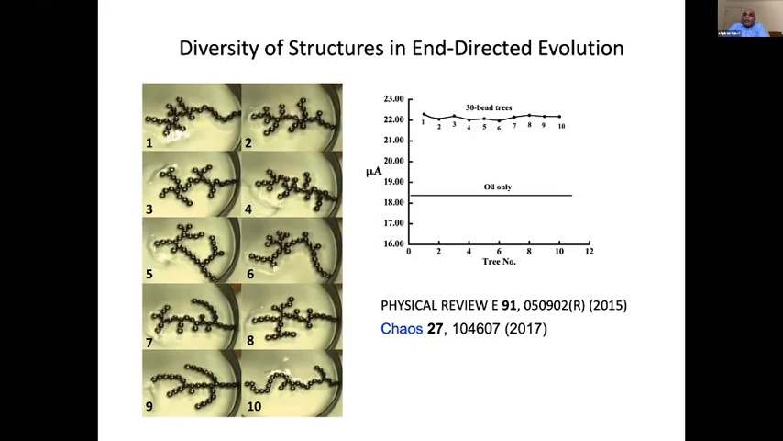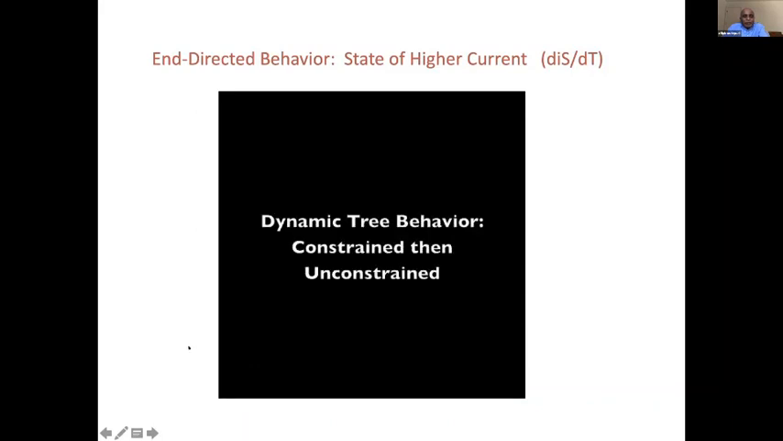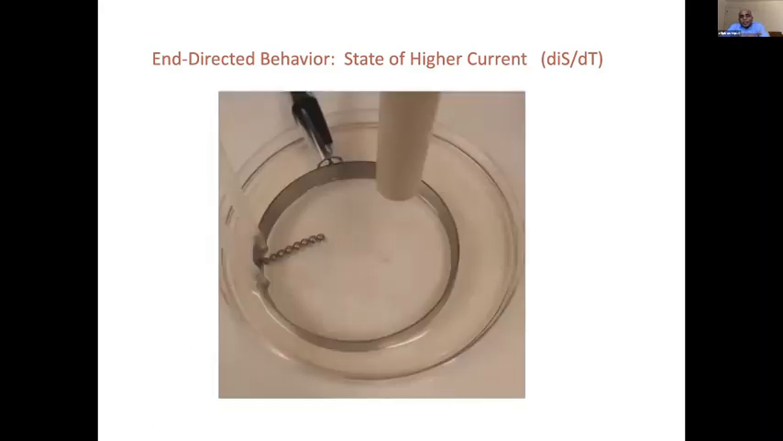Now we began to wonder if this motion of the tree can be studied in more detail and see if it is actually seeking out more current that sustains itself. So we conducted the following experiment. In this video, to make things simple, we take a tree with just one branch so that it's not too expanded. We first constrain the tree to one part of the ring electrode.